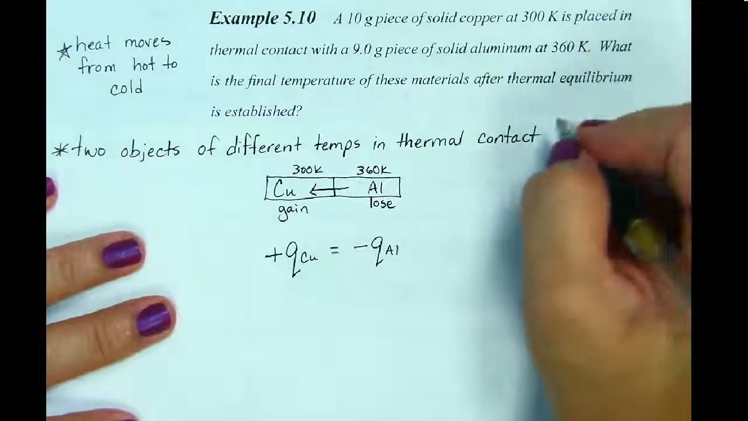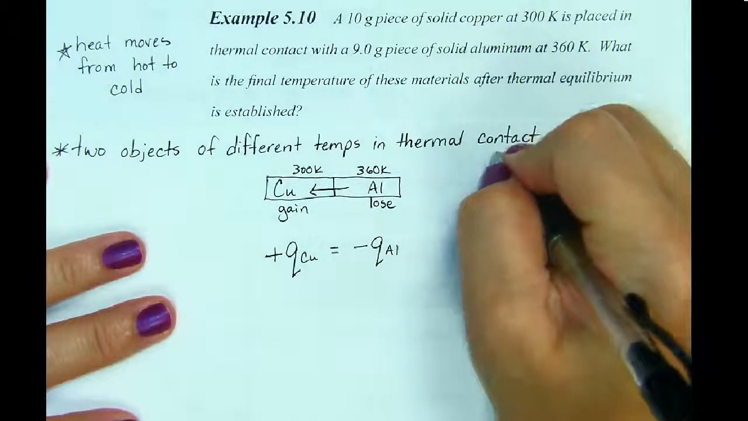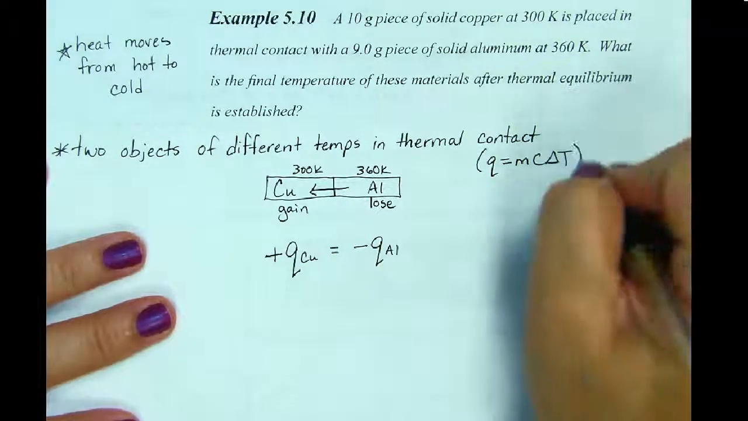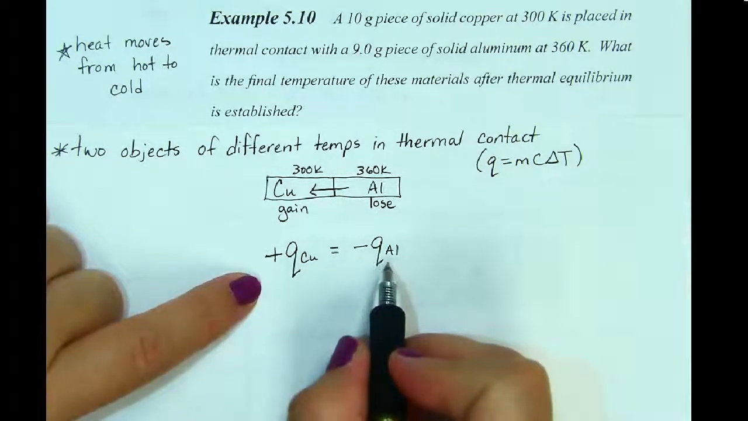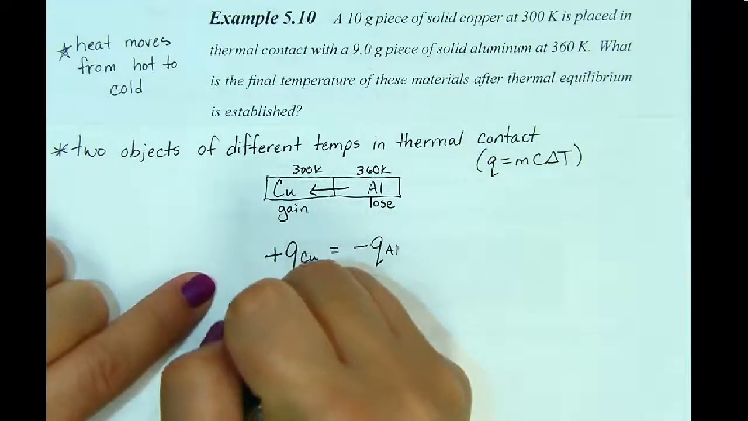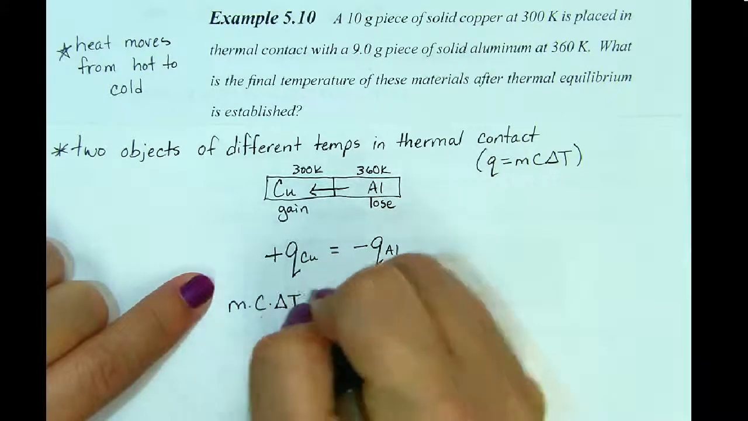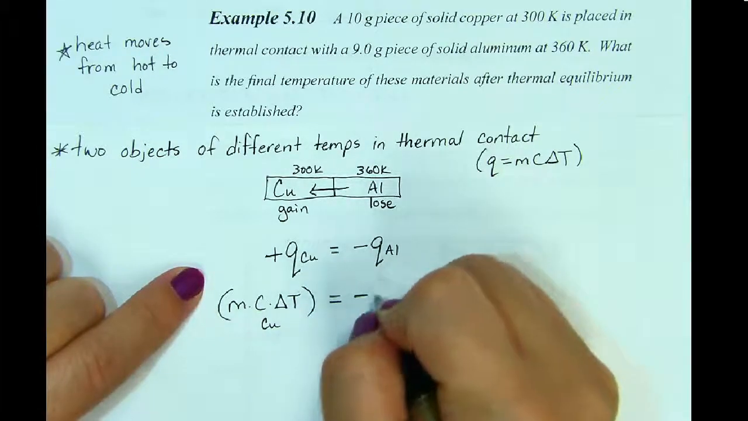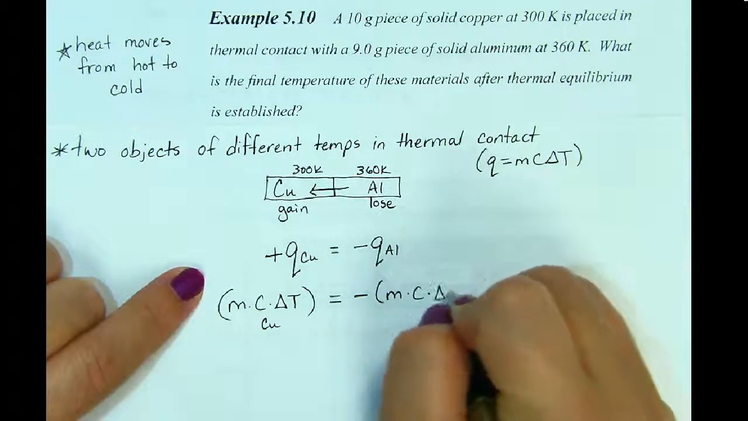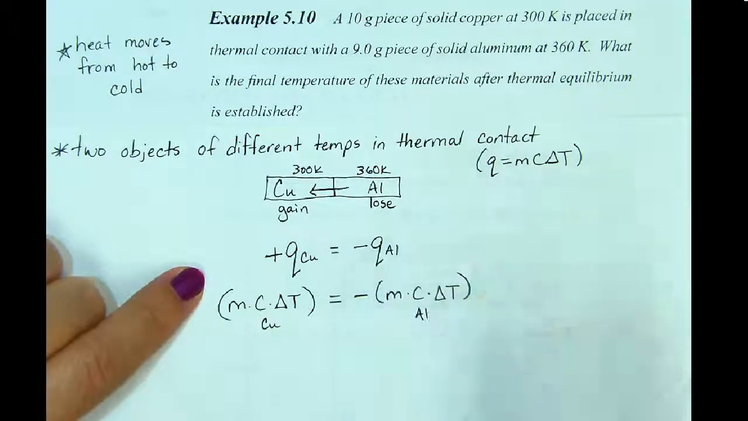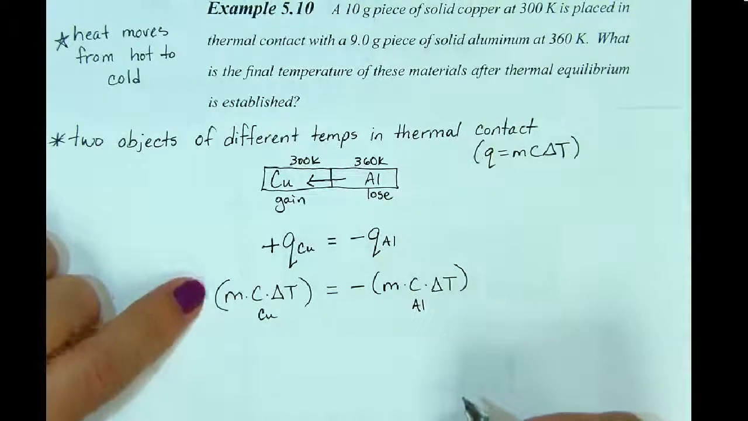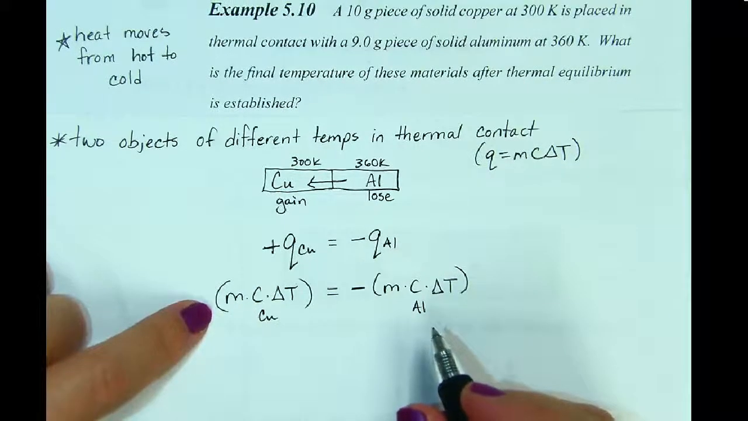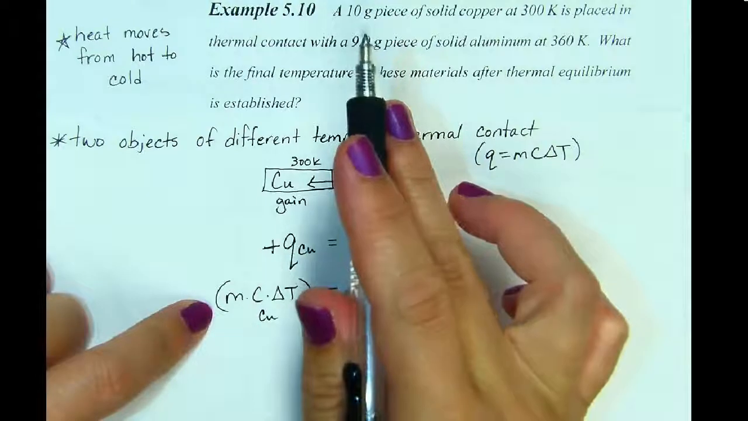Remember that the equation for when temperature change occurs is Q equals MC delta T. So the way this is set up, that means that the M times C times delta T of the copper is going to be equal to the negative M times C times delta T of the aluminum. And so now we've gotten to this place in our equation. I'm going to go ahead and plug in the information that we've been provided in the example above.